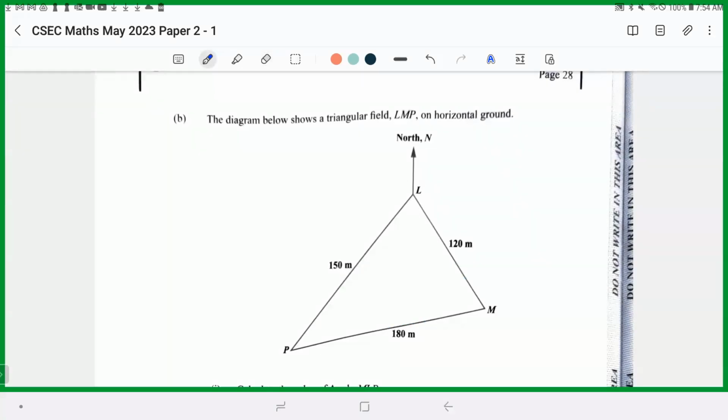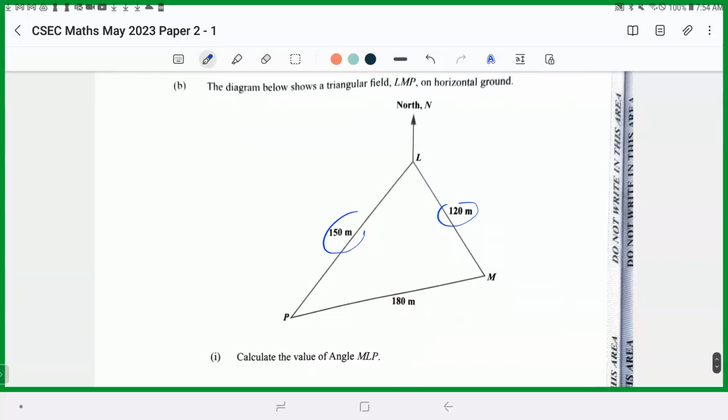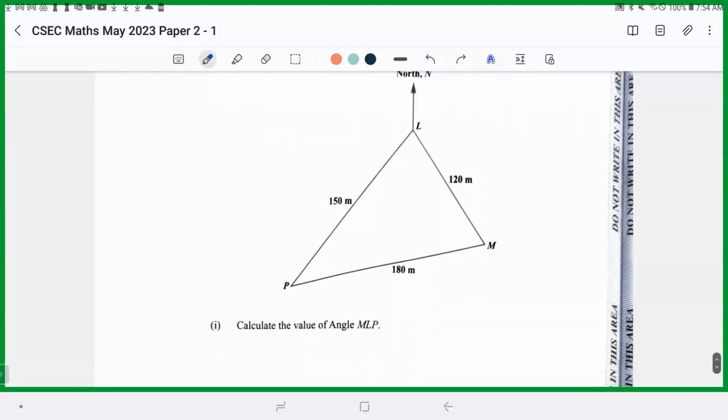The diagram below shows a triangular field LMP on a horizontal plane. We have these dimensions, right? Naturally, we're going to want an angle. Calculate angle MLP. MLP is this angle right here. Let's call it theta. I'm going to write equal theta.